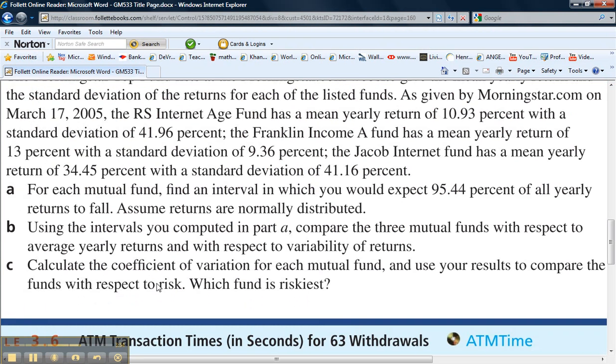Here it says use the intervals. We already did that one. Part C says calculate the coefficient of variation for each mutual fund and use your results to compare the funds with respect to the risk. Which fund is riskiest? And that's it for problem 3.27.